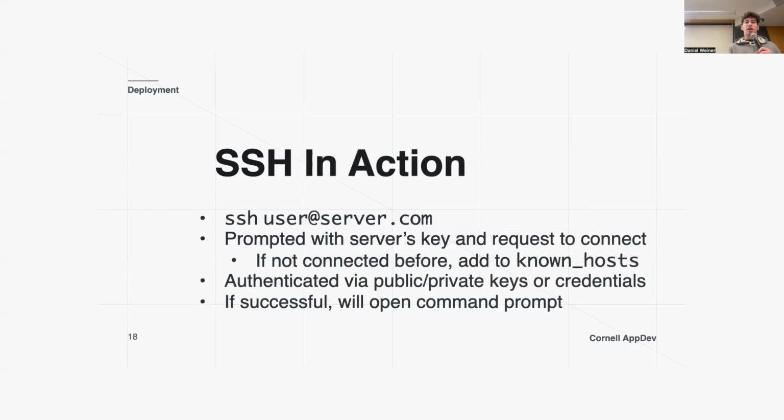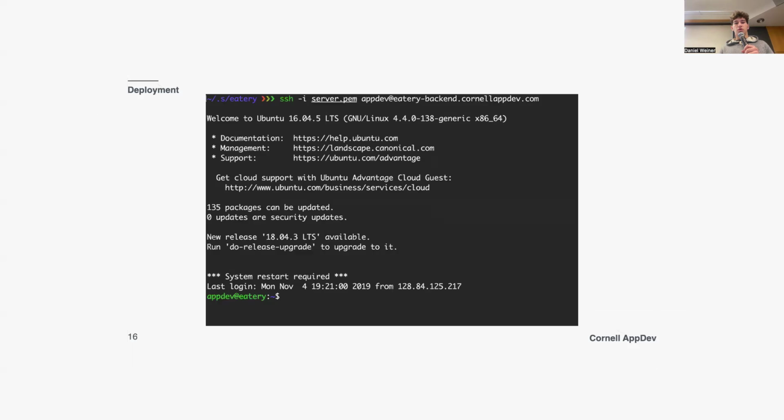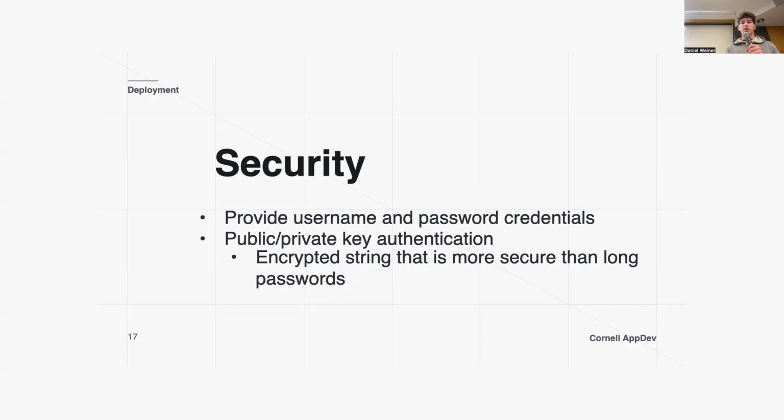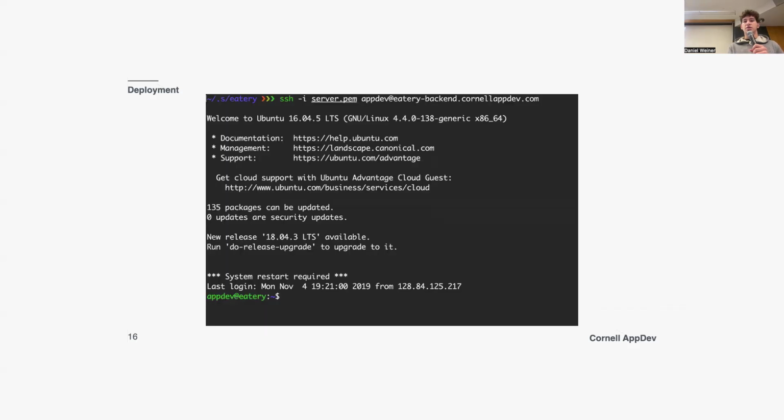So in actual SSH in action, you have SSH, then user at server.com. As you can see here, the user would be AppDev Eatery, because that's the one that we're going into. And then the server is what's after the at, which is basically Eatery Backend AppDev.com.